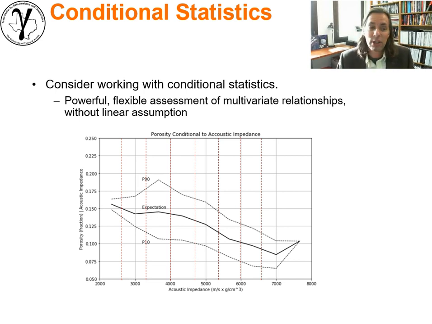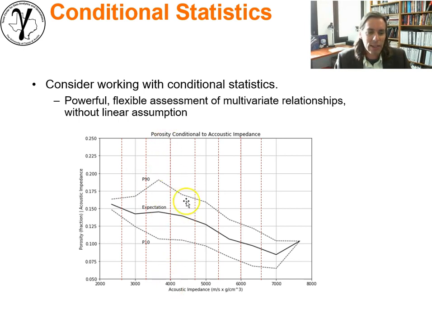Now, at the same time, I do recommend looking at conditional statistics. I've talked about correlation coefficients, the Pearson product moment correlation coefficient, the rank Spearman correlation coefficient, partial correlation coefficients. They all rely on some assumption of the general relationship, linear or something close to linear, or what I should say is monotonic in the case of rank. The cool thing about conditional statistics is you can take a data set with acoustic impedance and porosity, plot it up, and then bin it.